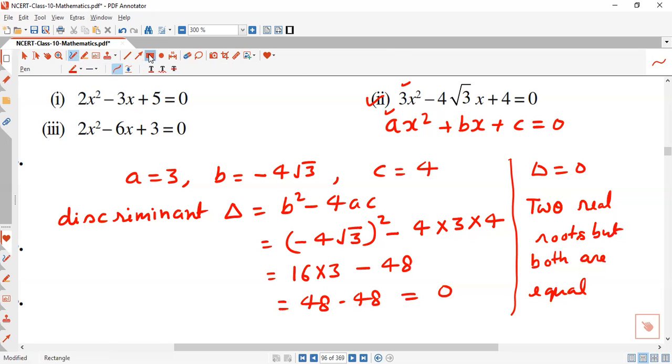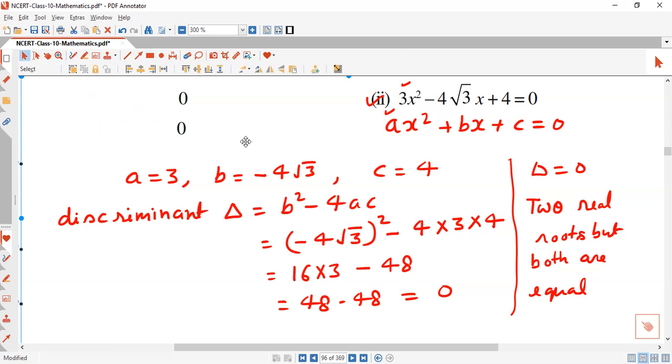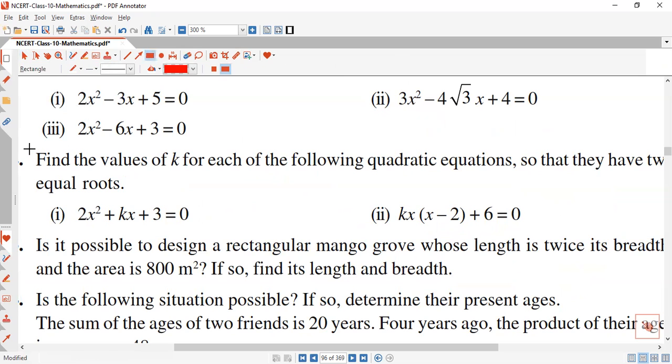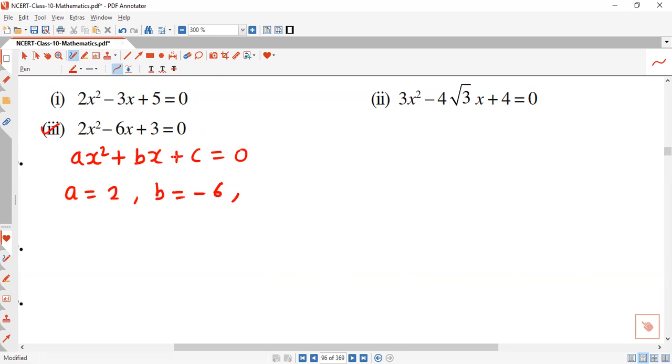Now we want to do the third part of this question: 2x square minus 6x plus 3 equal to 0. Again, compare with the standard equation ax square plus bx plus c equal to 0. What are you getting? A equal to 2, b equal to minus 6, and c equal to 3. Now we want to find out the discriminant delta. Delta equal to what?